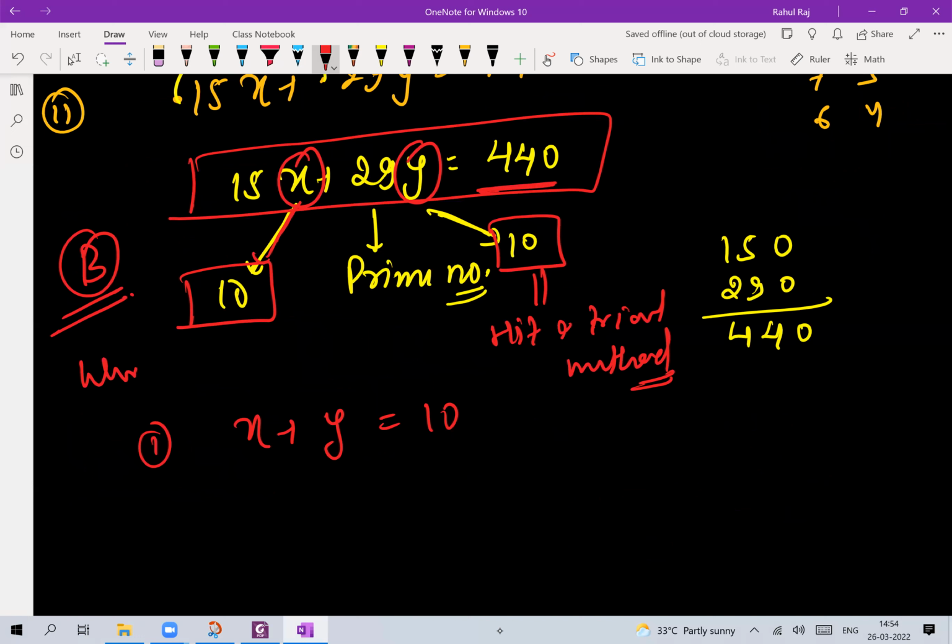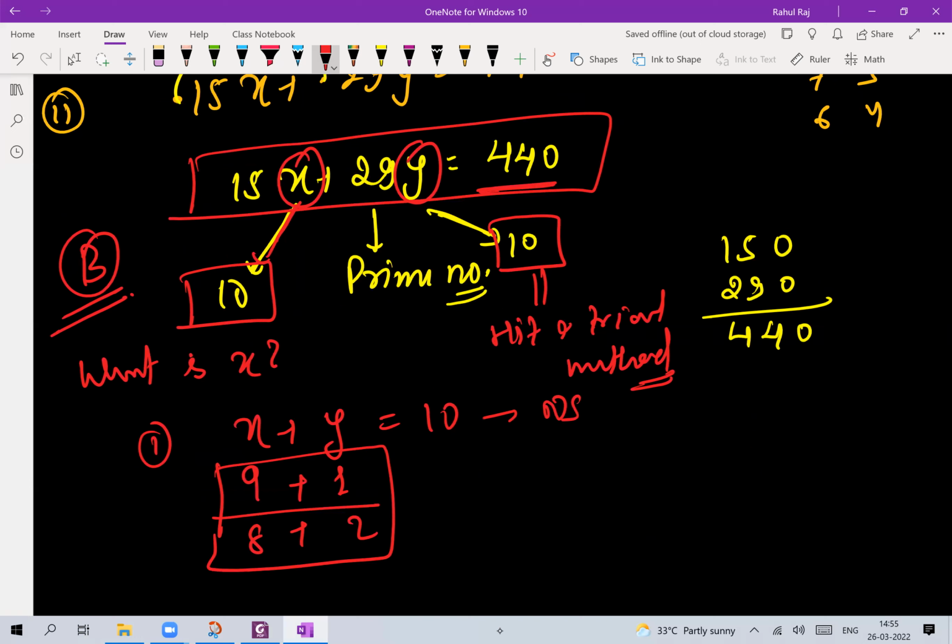The question is, what is the value of x? Statement number 1 says x plus y is equal to 10. It will take you hardly 20 seconds to say not sufficient. Why? Because x can be 1, y can be 9, x can be 8, y can be 2. I have got two different values. This is more than sufficient to say this statement is not sufficient.